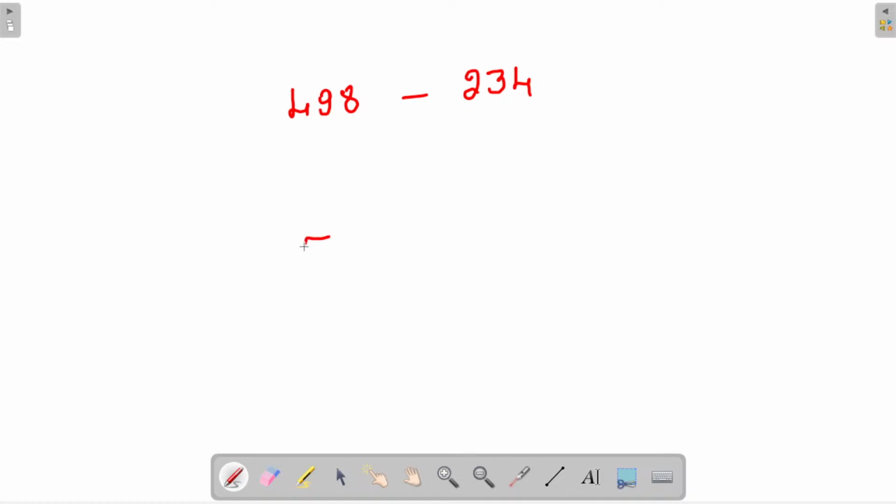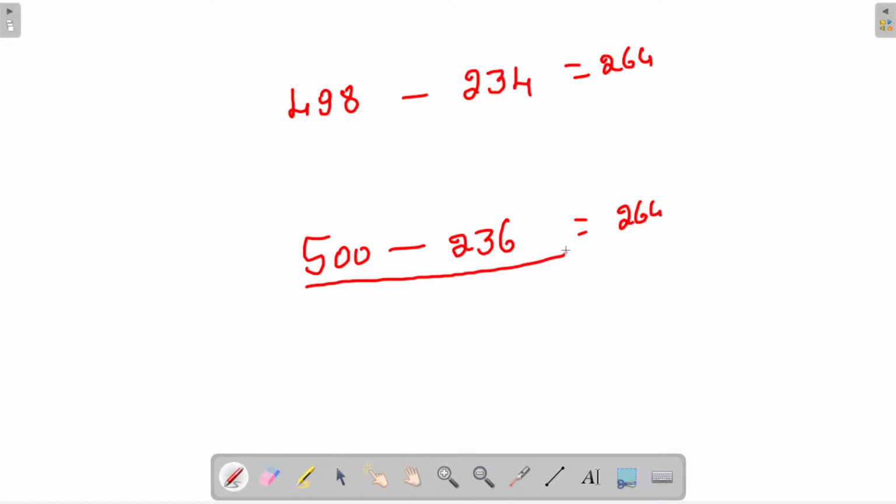Just I will ask one question. 500 minus 236, what's the answer? 264. Here also the answer is, here we can tell the answer easily. Here we feel a little bit difficult, but the answer is the same again. The concept is very simple.